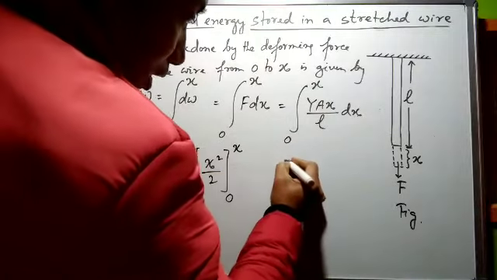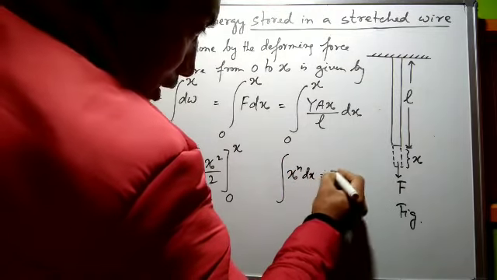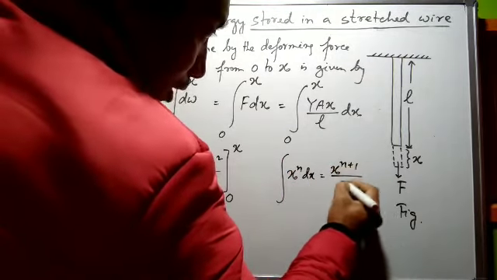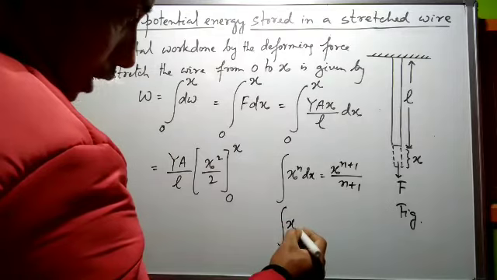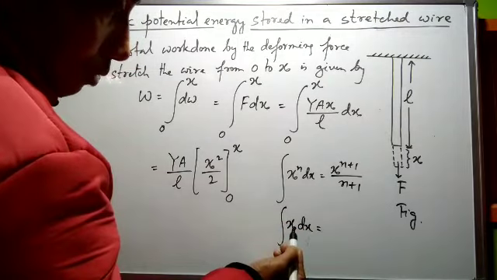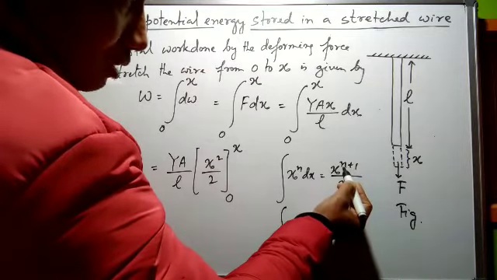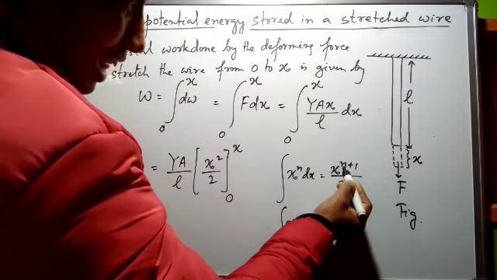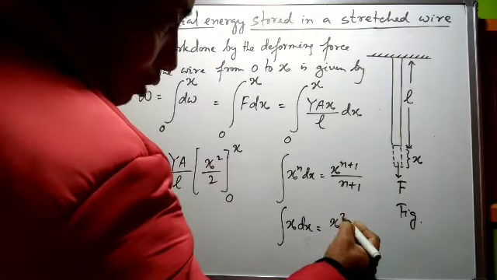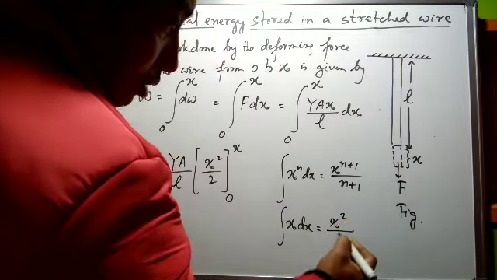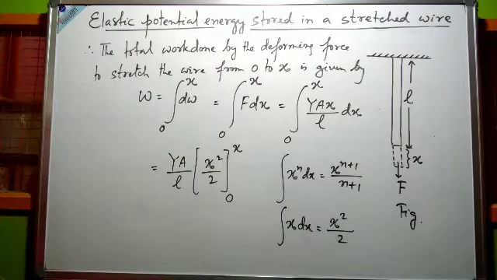The integration formula: the integration of x to the power n with respect to x is x to the power n plus 1 divided by n plus 1. Here the power of x is 1, so in this formula we have to replace the small n by 1. Then n plus 1 is 1 plus 1, which is 2.